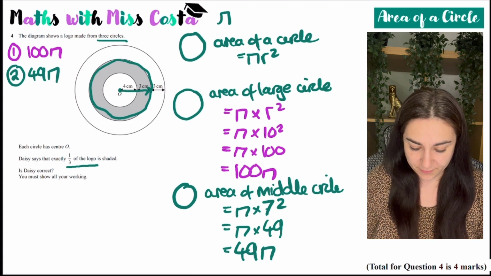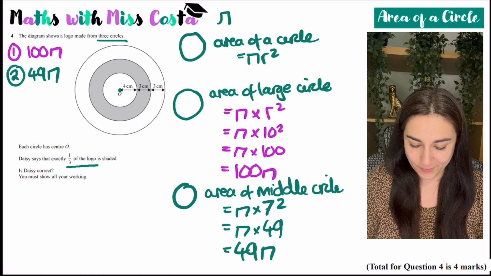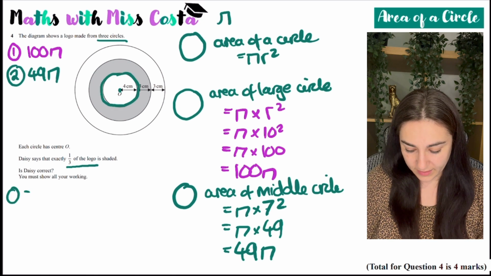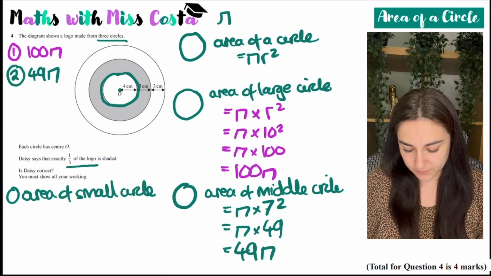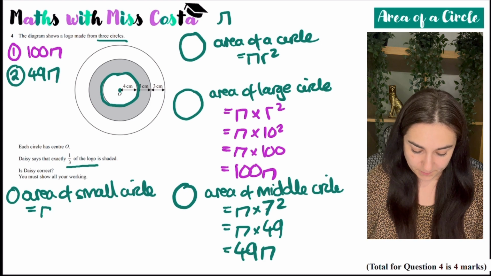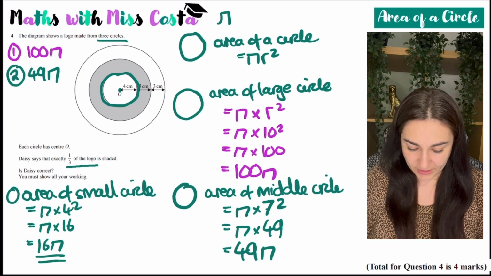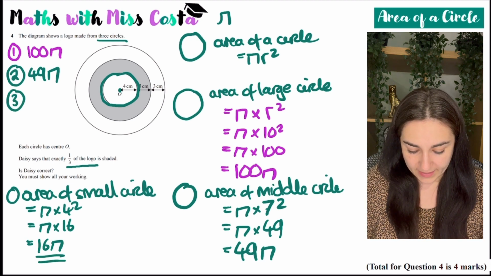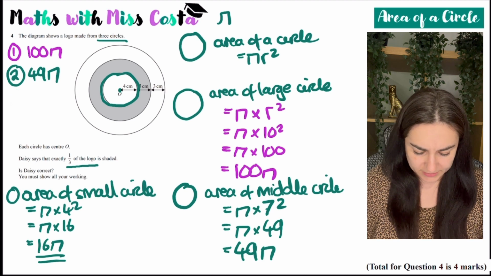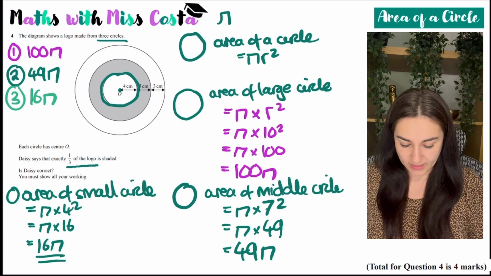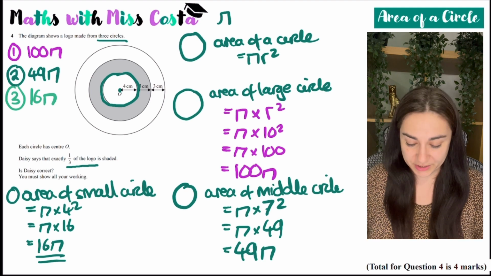And then let's do the final circle, the tiny little one in the center. So this little circle, area of small circle is pi times by 4 squared, which is going to be pi times 16, which is 16 pi. Okay, so I know the area of all 3 of my circles. I actually don't know if I needed the area of the last one, but we just did it for fun anyway. And I need to work out what proportion is shaded.